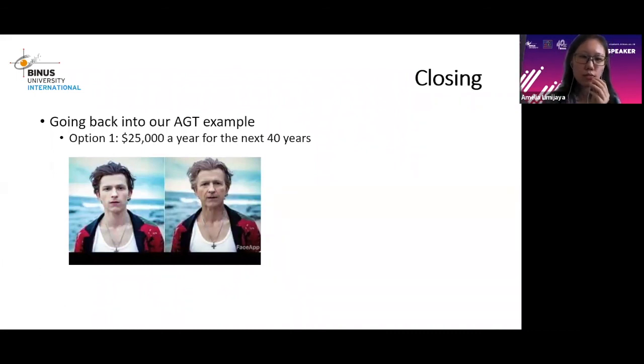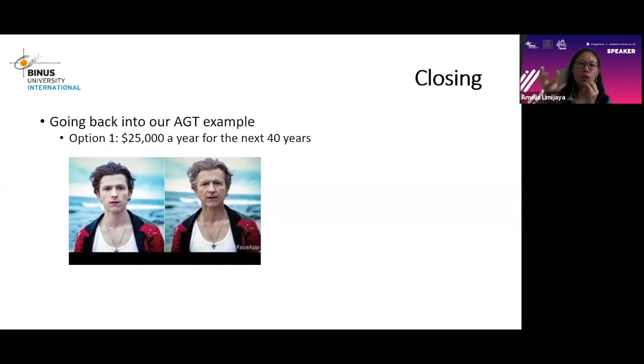So you see here, if he chose to receive $25,000 per year over the next 40 years, he won at the age, let's say 25 here. He's still very young, very attractive, and so on. If he chose this option, he'll receive the money over the next 40 years until he's old, probably 65. And there's a risk. What if in the middle of, I don't know, year 20, something happened to you? God forbid, he's dead or something, right? Because we don't know when it's our time. So there's a risk there.